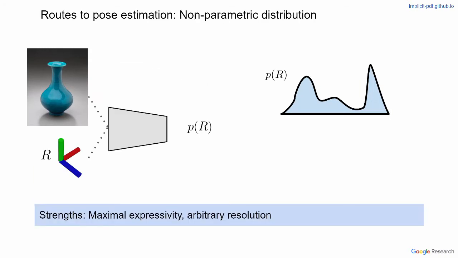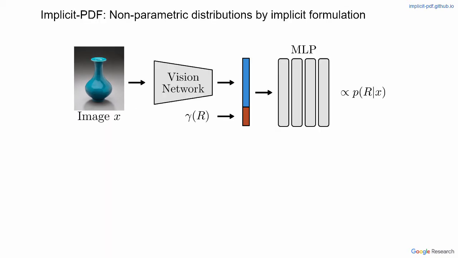In this work, we consider representing the distribution over rotations with an implicit function. This is a non-parametric representation that lets us predict arbitrary distributions with continuous resolution. The architecture for our Implicit-PDF model is quite simple. We use a multi-layer perceptron whose inputs are a vision description of the image and a single rotation. The output is proportional to the probability of that rotation given the image.